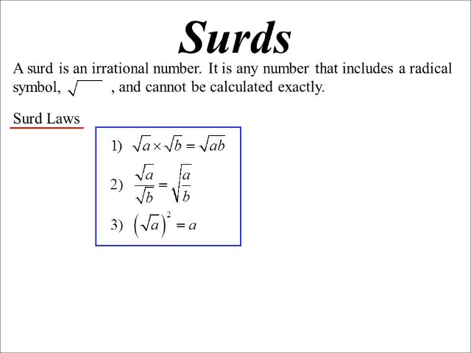This one's a little bit obvious. But if you square a square root, then they cancel, if you like. They're opposites or inverse operations. So they will cancel each other out and we're left with the a.